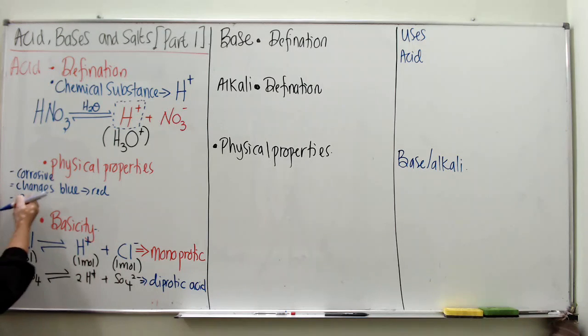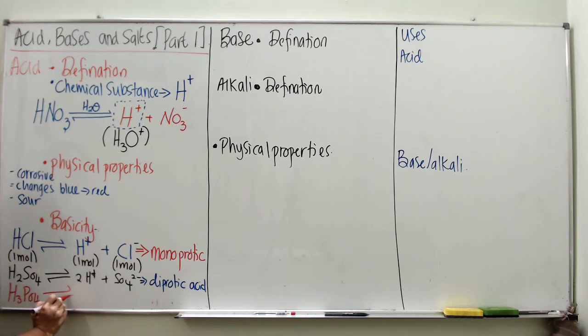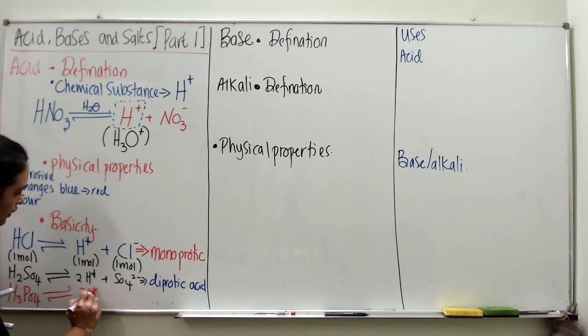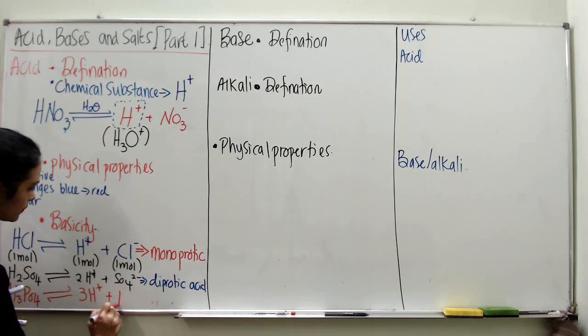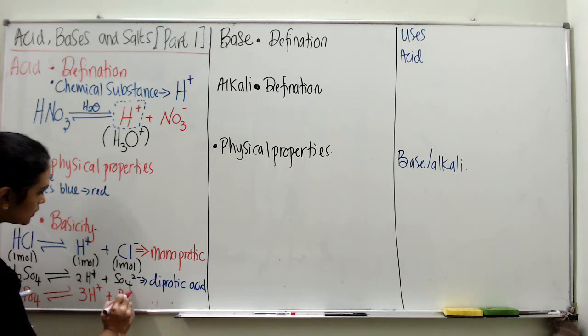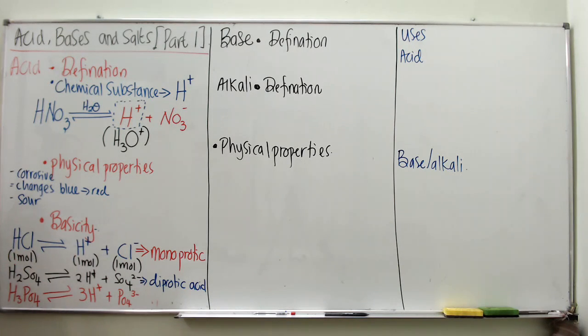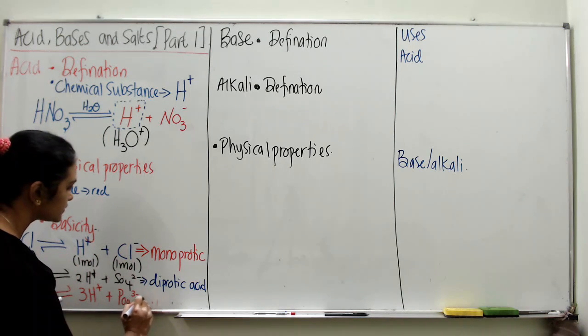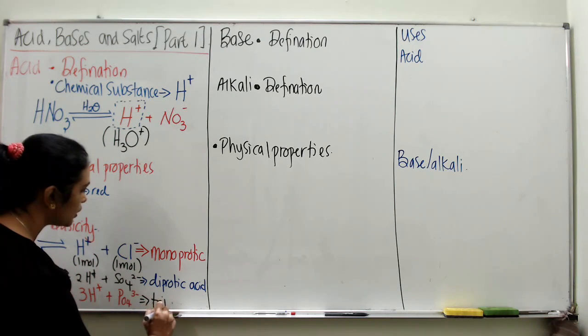An example of triprotic acid is phosphoric acid, where 1 mole of phosphoric acid produces 3 moles of hydrogen ions. That is the reason why this acid is called a triprotic acid.